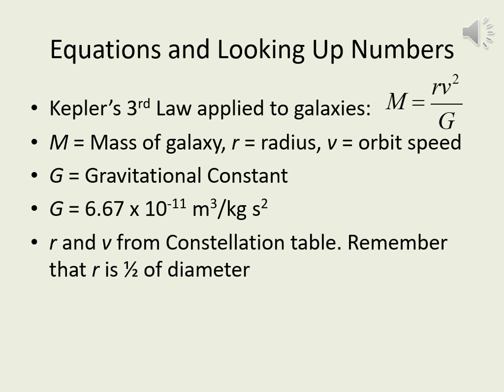We also need to look up the radius and velocity of each galaxy. The velocity is given on the constellation table in the galaxies section. The radius isn't there, but the diameter is. Remember that radius is 1/2 of the diameter. Pick 3 galaxies and make sure you include the galaxy you predicted would have the most mass. Finally, remember that the mass of the Sun is 2 times 10 to the 30th kilograms. We're going to need that at the end of the question when we convert the galaxy's mass to solar masses.